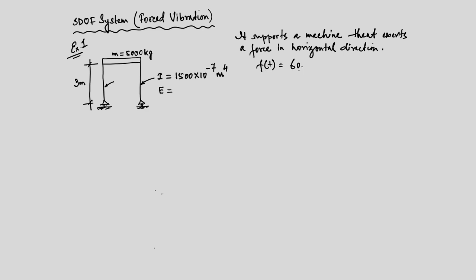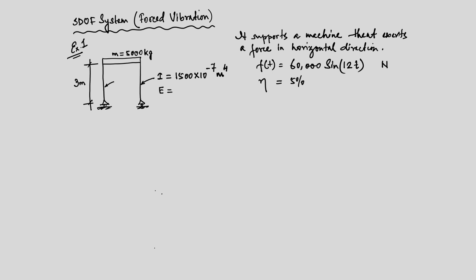So, this is 60,000 sin 12 t. The magnitude of this force is in Newton. So, 60 kilonewton force is exerted in the horizontal direction and it is a sinusoidal force. Obviously, the driving frequency in this case is 12 radian per second. And it is given that the critical damping ratio is 5%.